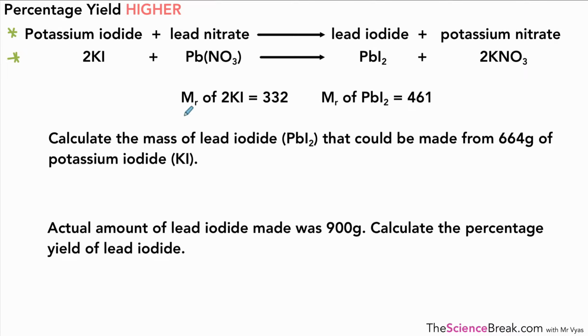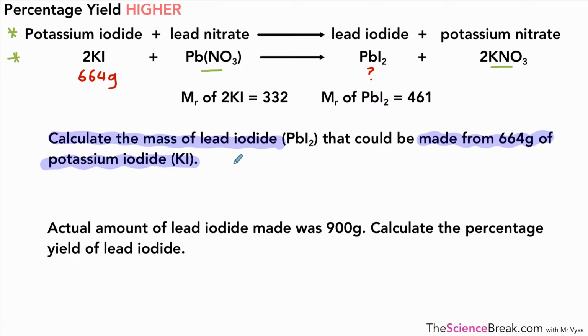Here's the balanced formula equation, and very kindly, they've given us the relative formula masses calculated for us in the question. What we have to do is calculate the mass of lead iodide that's made from 664 grams of potassium iodide. Now, what I always tend to do is to put the numbers actually in the equation itself, just to make it slightly clearer. So we don't know the mass of the lead iodide, but we do know the mass of the potassium iodide, 664 grams. And because we're only dealing with those two, we can actually quite happily ignore the other substances in that equation.